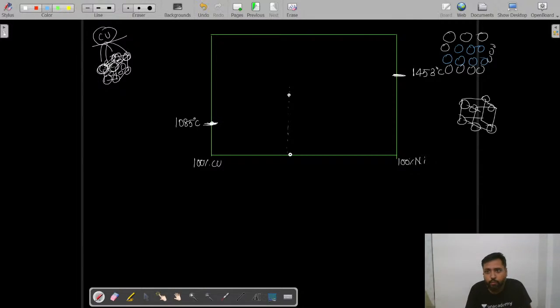Now the nickel atom will say that as soon as the temperature... this is the composition, na? Let us say 60% copper and 40% nickel here. Now this composition will neither start to solidify at 1453 nor start to melt at 1085. Why? Because apart from copper there is 40% nickel here.